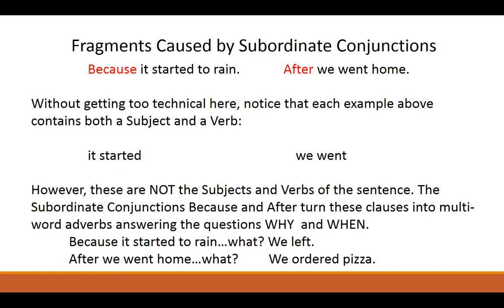So it's very, very important to understand that just because there's a subject and a verb there, that doesn't necessarily mean it's a complete sentence. You got to look for something like these subordinate conjunctions in there. So if you have because, after, when, until, before, and there's a bunch of them, we went over this last time, starting a sentence, look very carefully to make sure you're not accidentally creating a fragment.